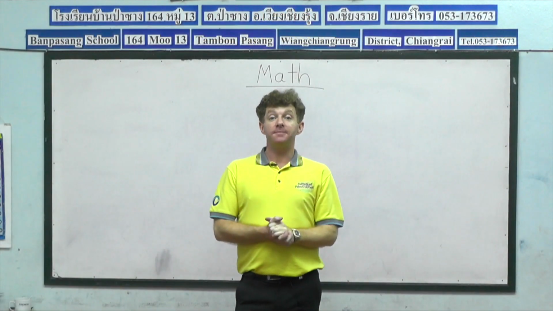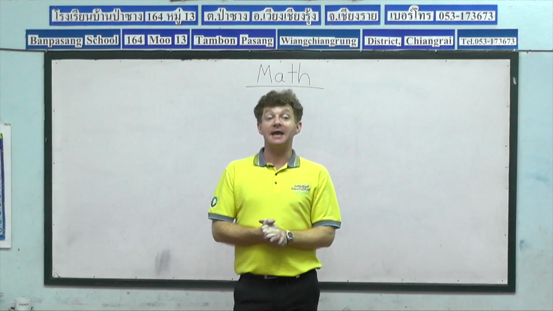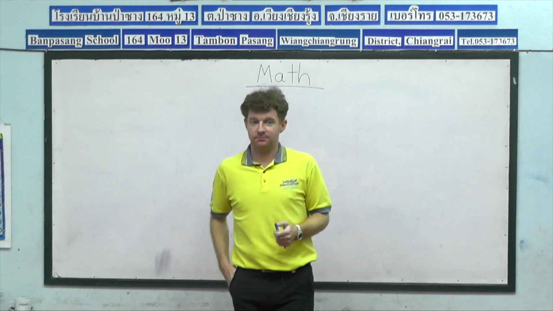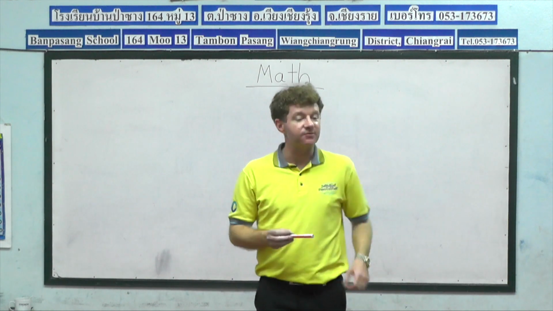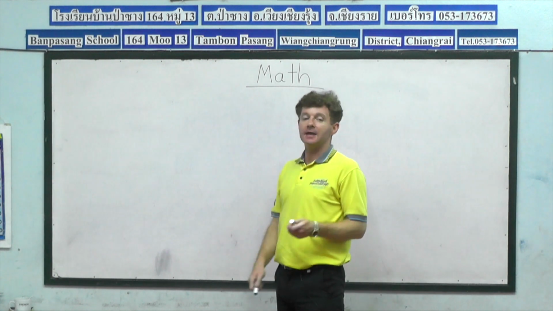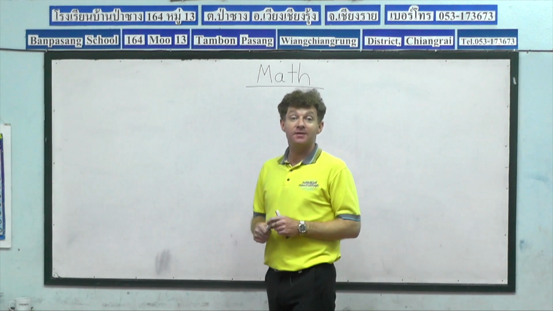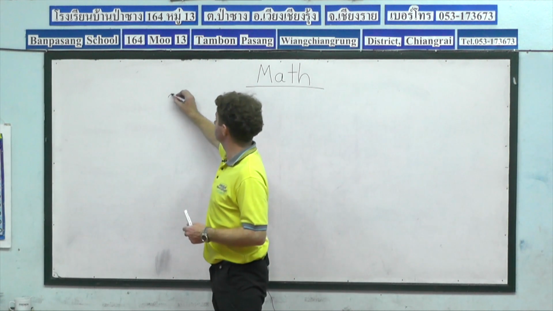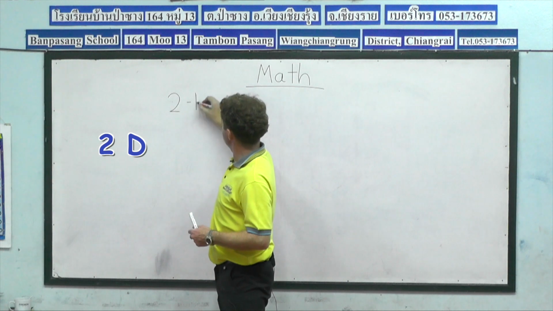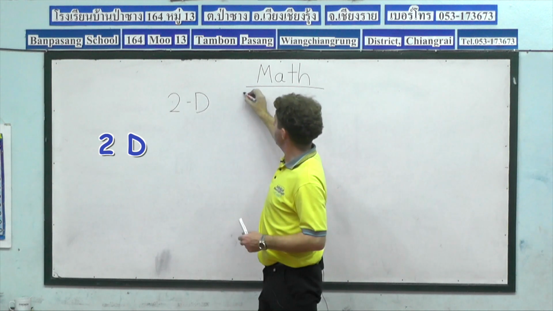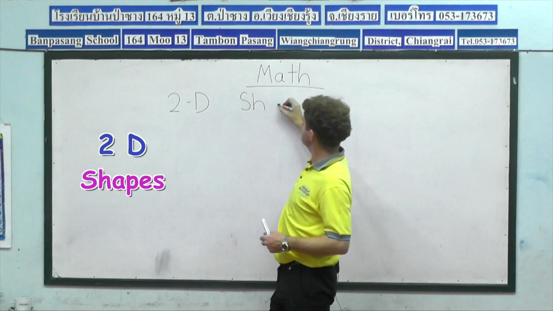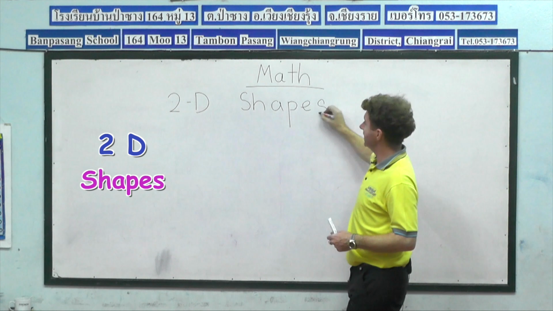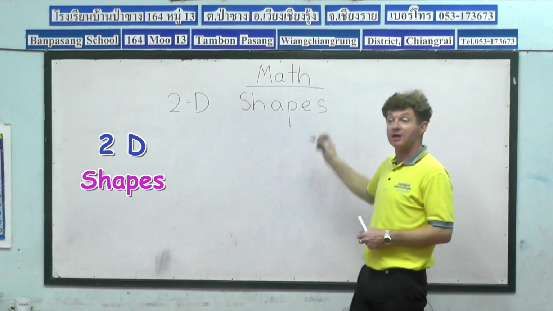So who can tell me what we've been learning about in math class recently? What type of shapes? 2D shapes. Excellent, Lakgao. 2D. And what does the D stand for? Dimensional. So let's write 2D shapes. How do we spell shapes, guys? S, H, A, P, E, S. 2D shapes.